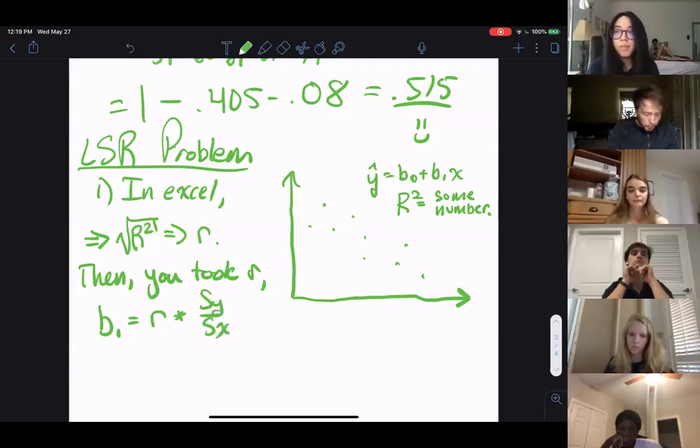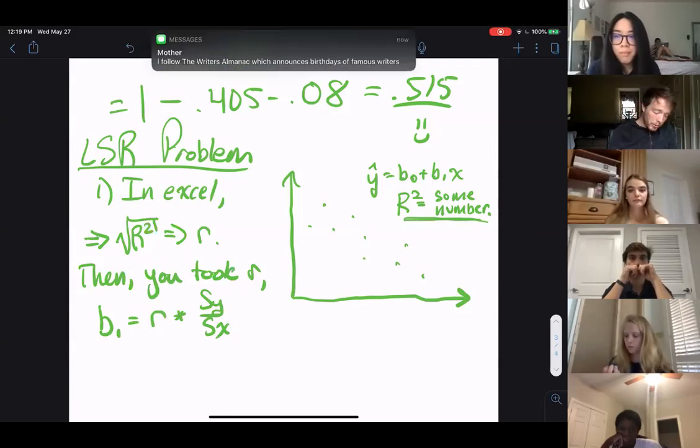The issue is that this number, first of all, isn't how I taught us how to calculate this value. I wanted you all to use this.